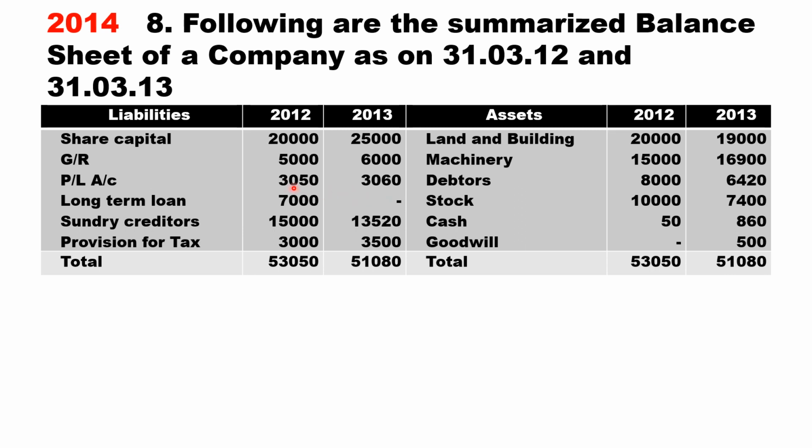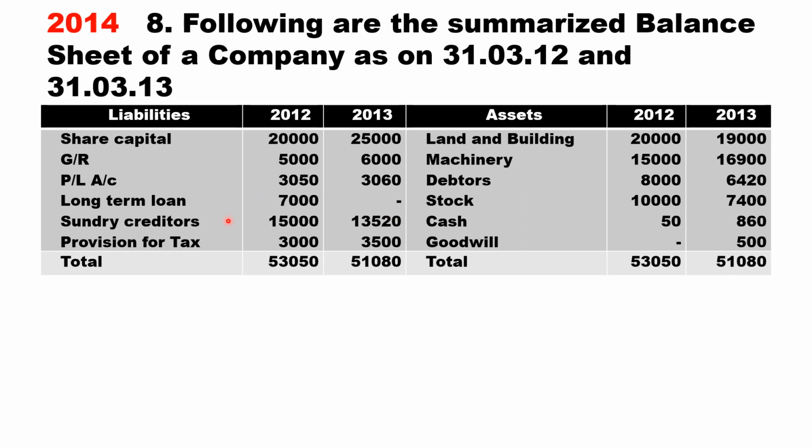So the net profit is 10 rupees. That is 3,060 minus 3,050. You get 10 rupees. Next, long-term loan will come in finance activity. Last year we had 7,000, but we don't have it in the current year, which indicates that the loan is repaid. So minus. Sundry creditor is a current liability.